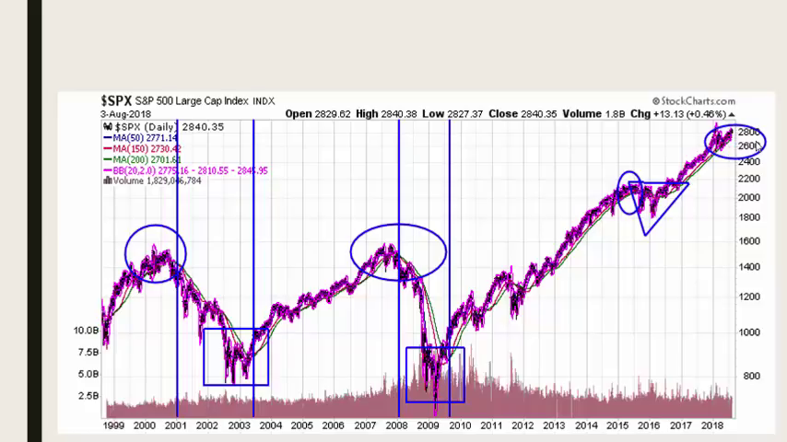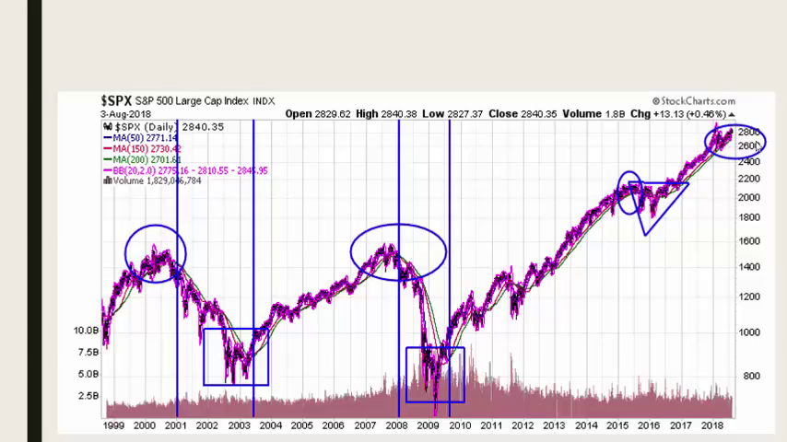Now, I've got two squares on the chart in 2002 to 2003 and in 2009. Those are the stage 1 basing patterns in this market. But I'm not going to spend a lot of time talking about that, so I want to talk about what's going on with the financial markets and the sectors.